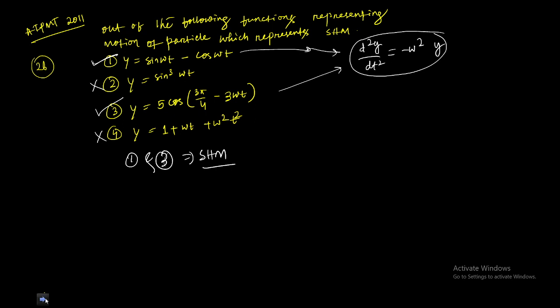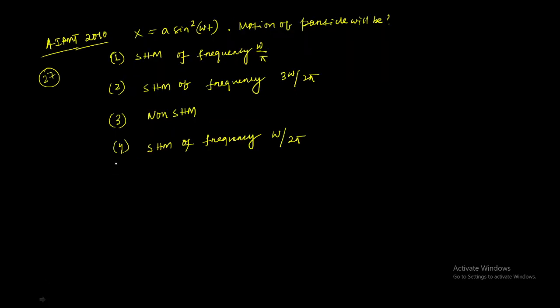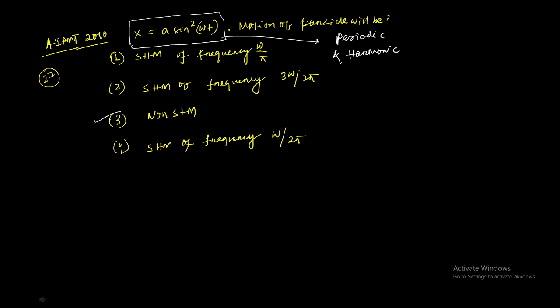Okay. Now go for the 27 number question. x equal to a sine square omega t, motion of the particle will be. So basically in NCERT, if you see this x equal to a sine square omega t, they have written this is a periodic motion. They have written this is periodic and harmonic. They never talk about this being a simple harmonic motion. And obviously this is not going to be a simple harmonic motion. This is a periodic motion basically. So you can say that this will be non-SHM.